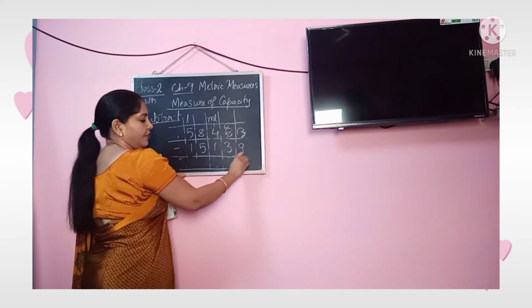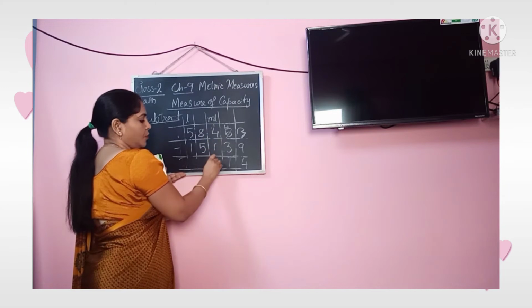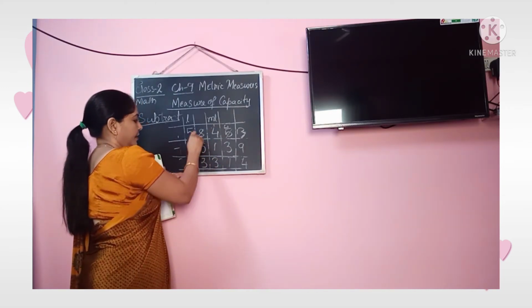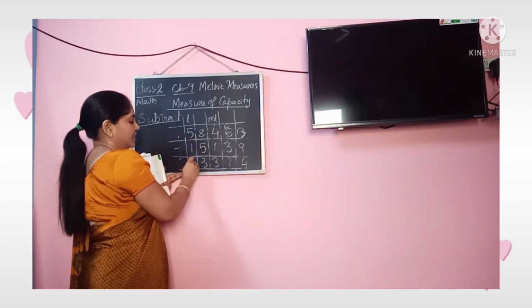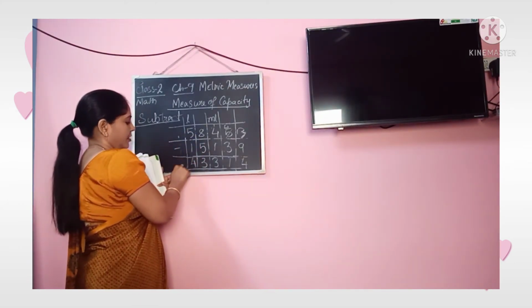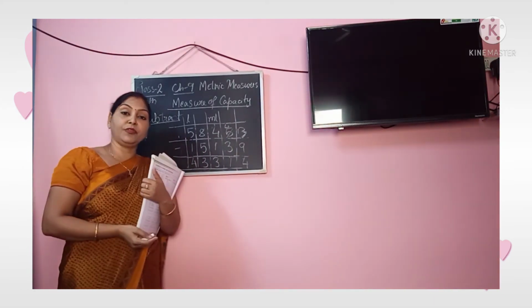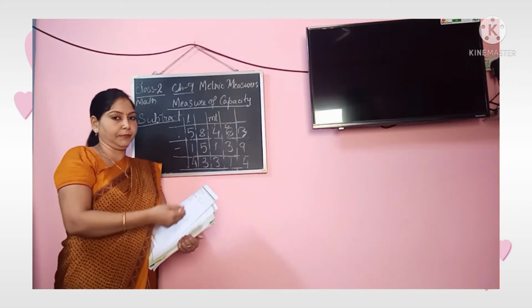13 minus 9 is 4. 5 minus 3 is 2. 4 minus 1 is 3. 8 minus 5 is 3. And 5 minus 1 is 4. So the answer is 43 liter 340 milliliter. Likewise, you have to complete the rest of the sums.